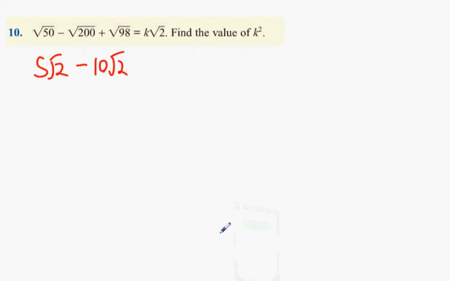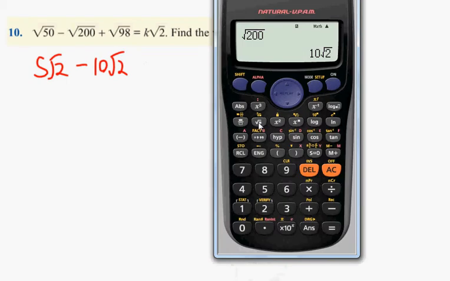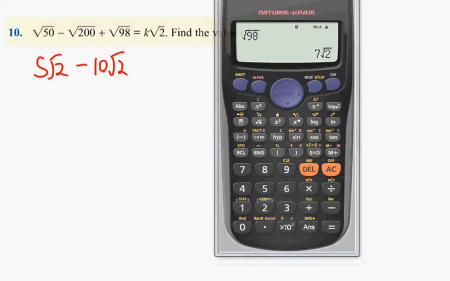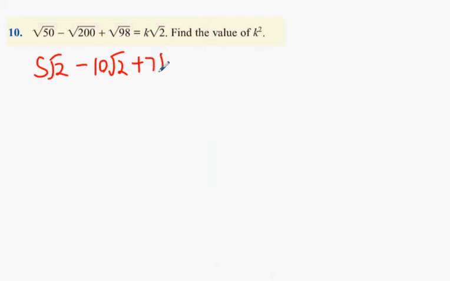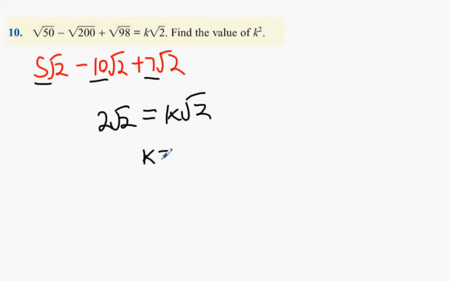And then finally root 98. And root 98 is 7 root 2. Add them all together. 5 of them plus 7 of them is 12 of them. 12 of them minus 10 of them, 2 of them. 2 root 2 is the answer. So the answer for k is 2.